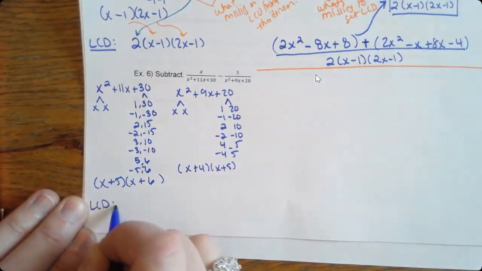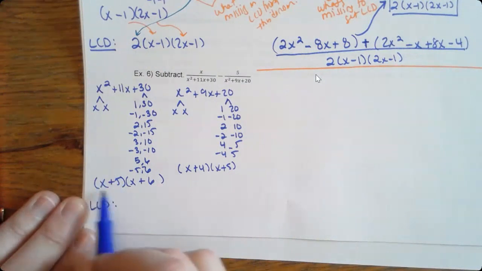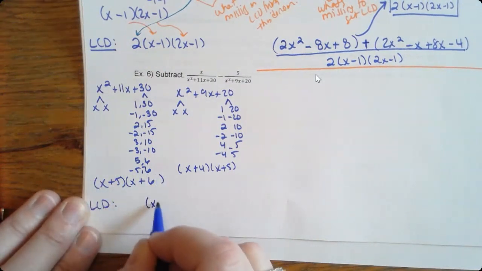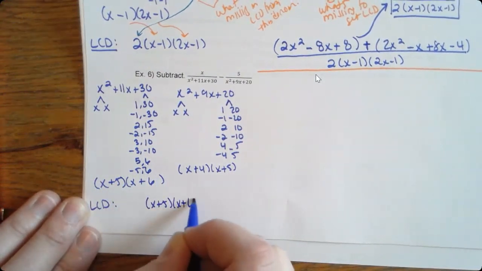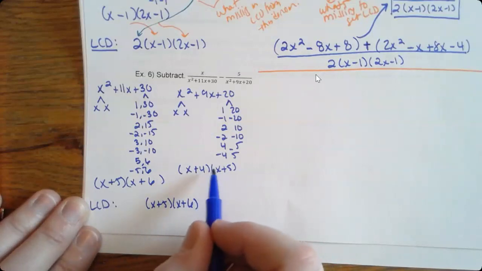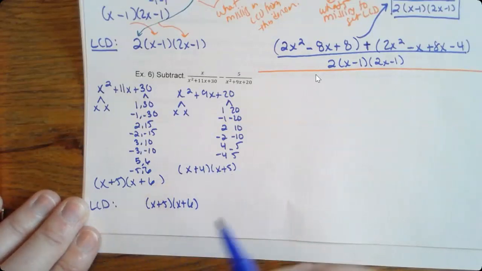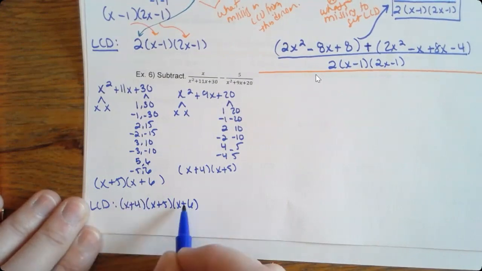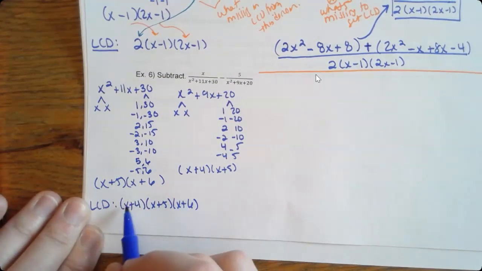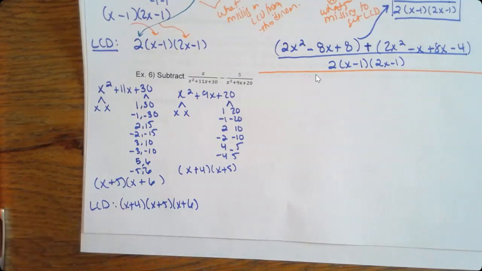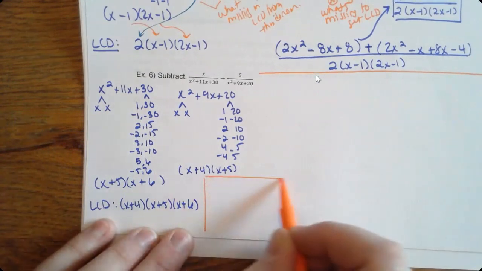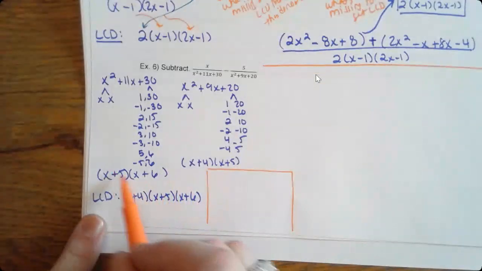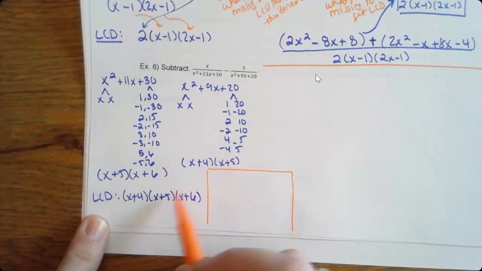So for my LCD, again, I'm just going to combine everything together. I usually just take the whole first group. And then in the second group, I see what's missing. I'm missing the x plus 4, so I'm going to go ahead and incorporate that in. It actually doesn't matter the order that you write these factors in. I just like things in order, so I put the 4 first, but it really doesn't matter. Now, I do want to make a little note here, just off to the side for a second. Notice how, because I have an x plus 5 already, I don't need to add a second one in.